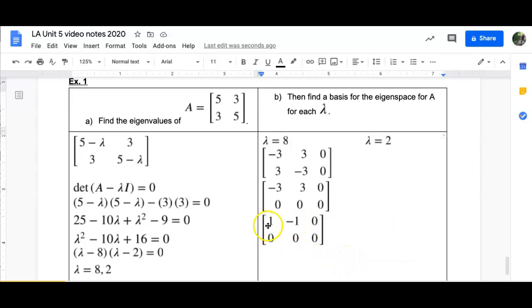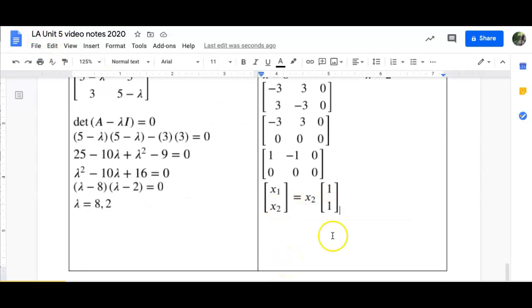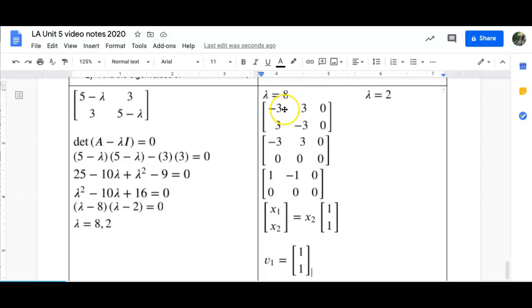And then I have this 1, negative 1, and 0. So I can set that into an equation where x1 is equal to x2. That's what I end up with. Then 1, 1 is going to be the form of my basis for the eigenspace. Now it could be 3, 3, it could be 15, 15. All those would work because they are all just multiples of this 1, 1. A multiple of 1, 1 would be an eigenvector for us that forms a basis for this situation.